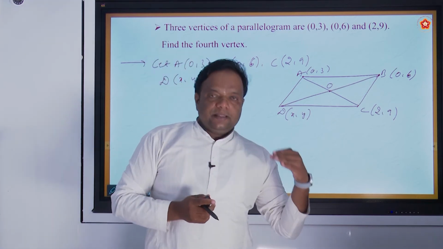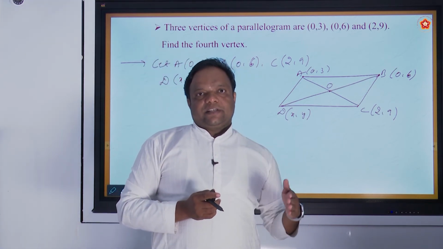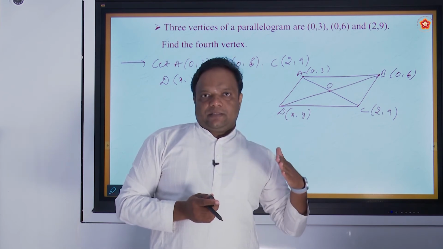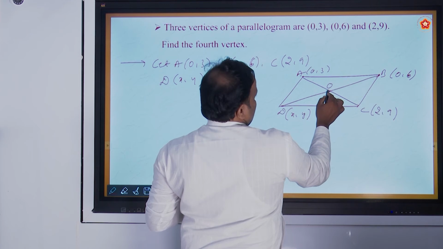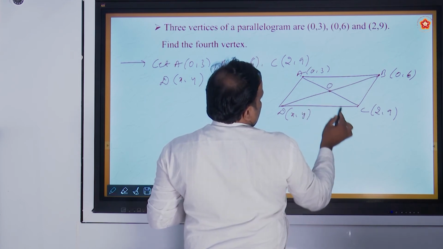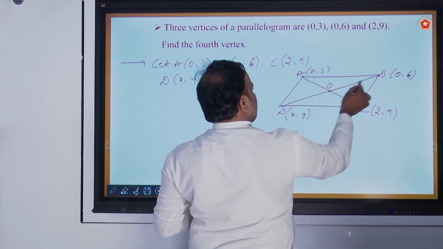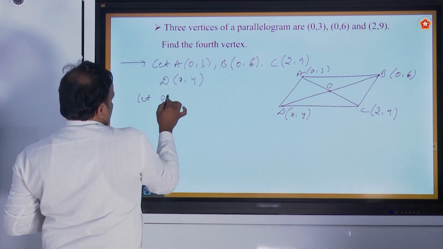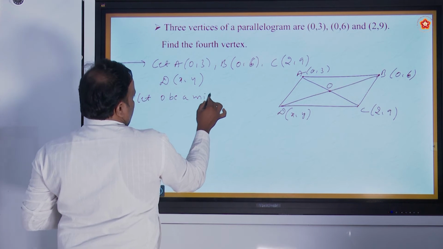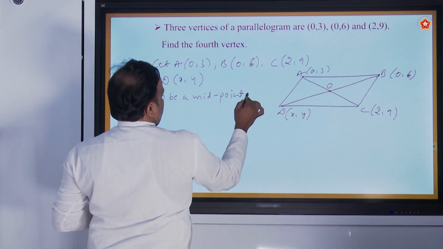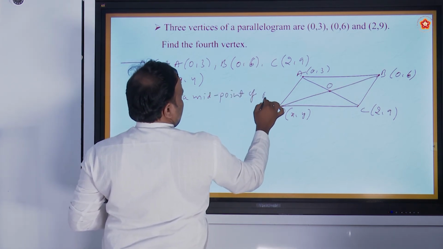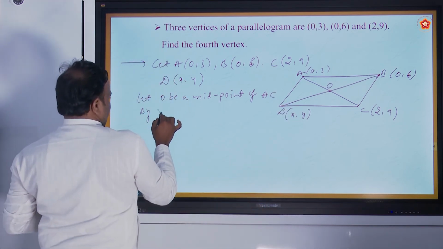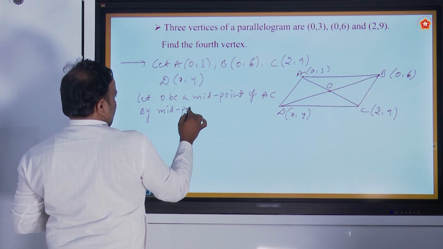You know that in a parallelogram, the diagonals intersect each other. Means the diagonals divide the parallelogram into 2 equal parts. Means clearly we can say that O is the midpoint of AC as well as O is the midpoint of BD. These are properties. Let O be the midpoint of, first you take AC, because we know A coordinate and C coordinate, by midpoint formula.